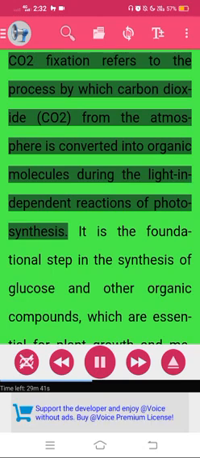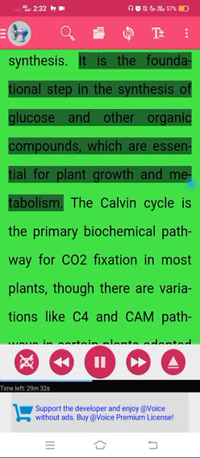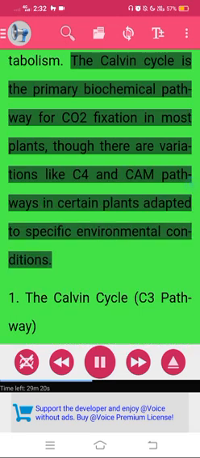CO2 fixation refers to the process by which carbon dioxide (CO2) from the atmosphere is converted into organic molecules during the light-independent reactions of photosynthesis. It is the foundational step in the synthesis of glucose and other organic compounds, which are essential for plant growth and metabolism. The Calvin cycle is the primary biochemical pathway for CO2 fixation in most plants, though there are variations like C4 and CAM pathways in certain plants adapted to specific environmental conditions.